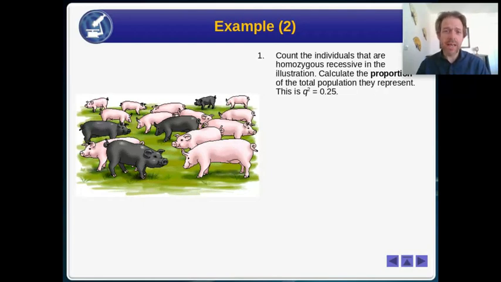So we count those and we end up with 4 out of our 16 pigs: 2, 4, 6, 8, 10, 12, 13, 14, 15, 16. So we've got 4 out of 16, equaling our proportion, our frequency of homozygous recessive. 4 divided by 16 gives us a value of 0.25. Now, do remember, when you're using these populations, you are identifying the genotype, so it's 2 alleles.